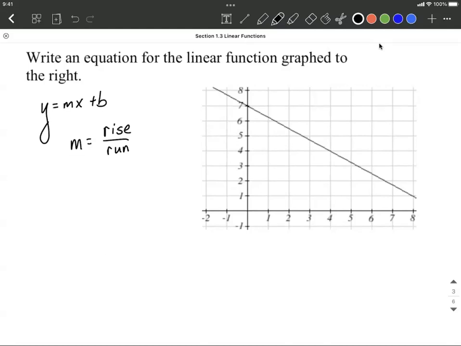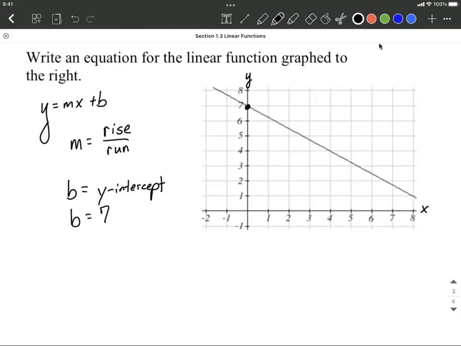And then the other component we need is b. b is the y-intercept as we look at a graph. Well, the y-intercept should be pretty easy to pick out. It's where the graph crosses the y-axis. So remember, the vertical axis is our y-axis, and the horizontal is our x-axis. So it looks to me like we're going to cross the y-axis right here at 7. So b is going to equal 7 for our graph.